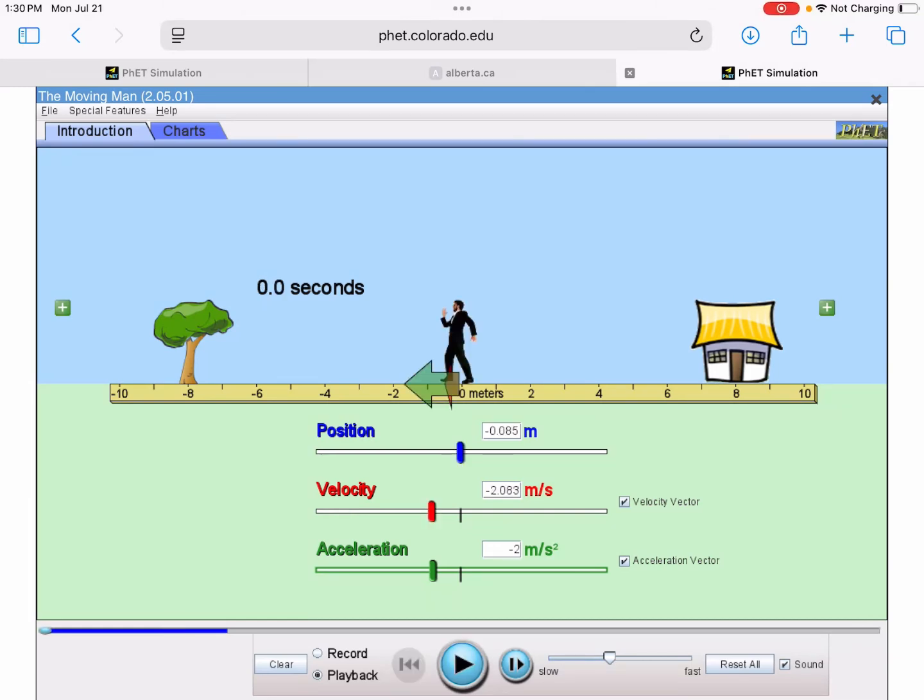I'll once again show it with the vector arrows drawn in. So in green is his acceleration of -2 meters per second each second. In red is his velocity, his initial velocity of -2. But look how it changes over time, right?